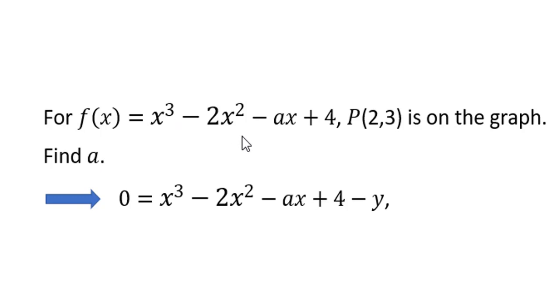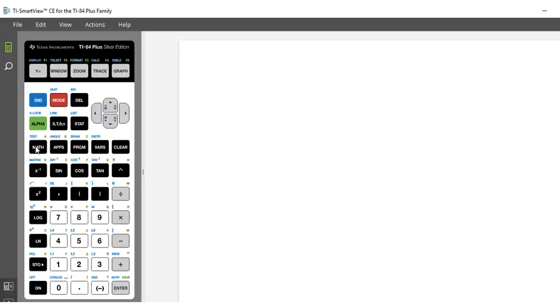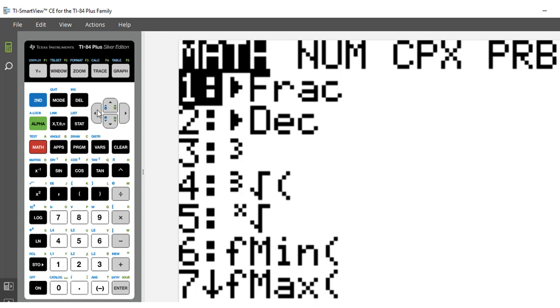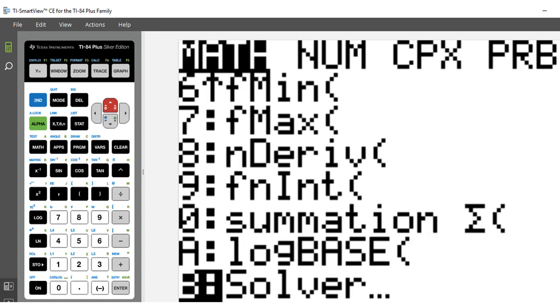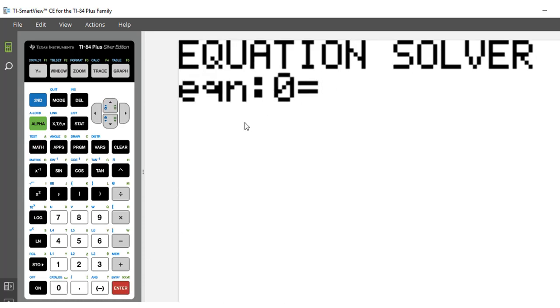First of all, remember, if you want to use the equation solver, you have to change the equation into equal 0 form. So you get x to the third power minus 2x squared minus ax plus 4 minus y equal to 0. I changed f of x into y. Then I put it into the equation solver. So we go to the equation solver, use the upper arrow, and the last one is the equation solver.